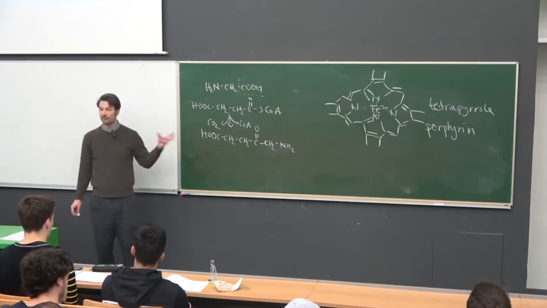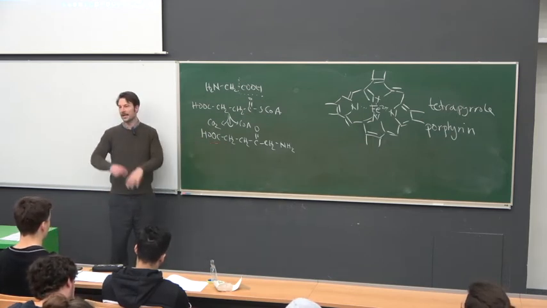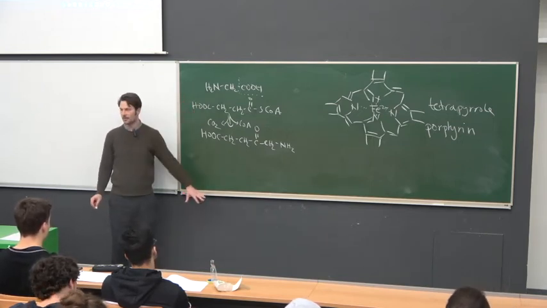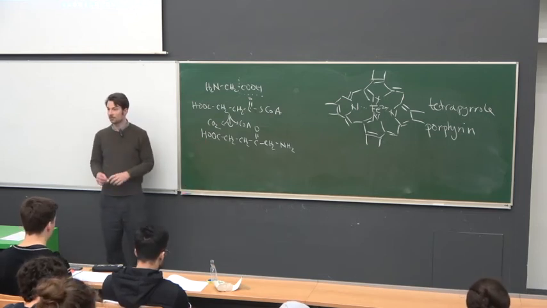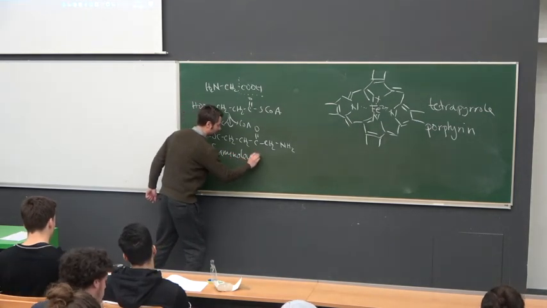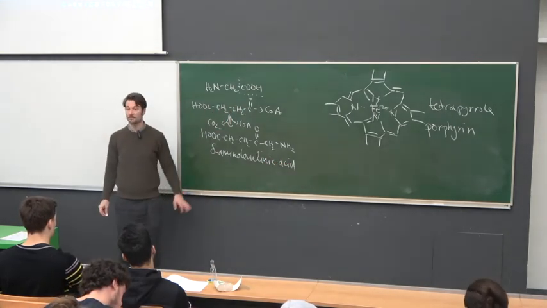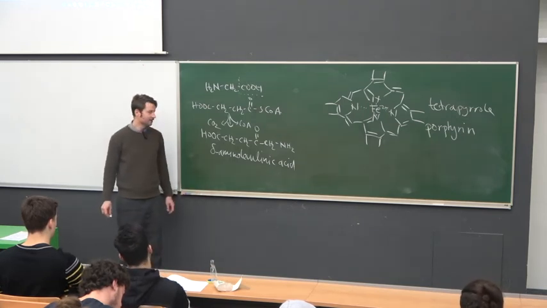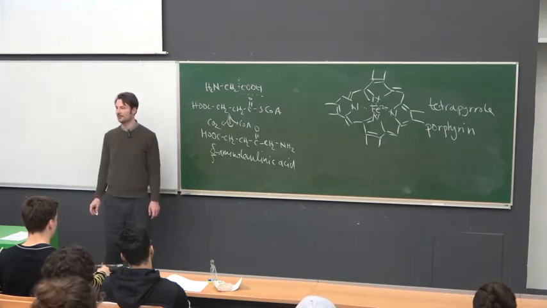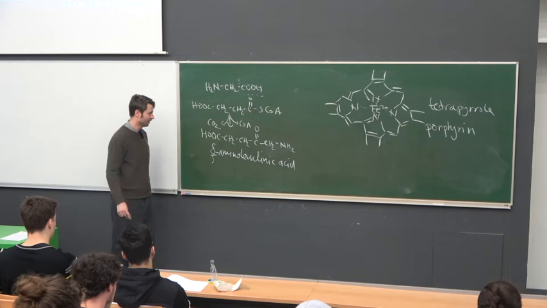So this compound is the first committed step of the synthesis. From this step on, we're making porphyrins, or at least tetrapyrroles. There's no other way. This compound is called delta-aminolevulinic acid. As I said, the names are horrible, and they will get much worse than this. So delta, or 5-aminolevulinic acid. Weird name, but that's how it is.